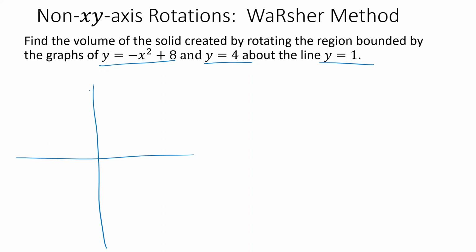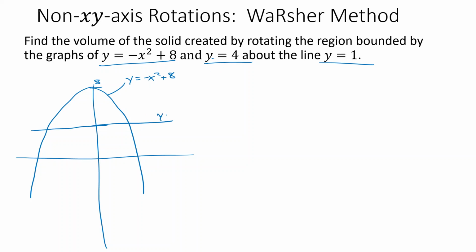So maybe that's crossing up at 8, and it's a parabola opening down. All right, so this is y equals -x squared plus 8. We've got the line y equals 4, which is probably right around here. And we're going to rotate around the line y equals 1. So we got another line right here, y equals 1, and we're going to rotate around that.